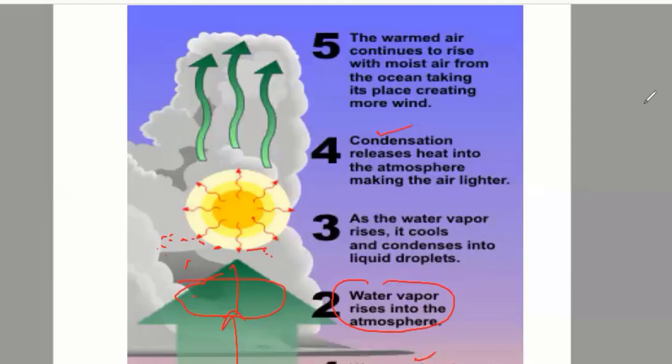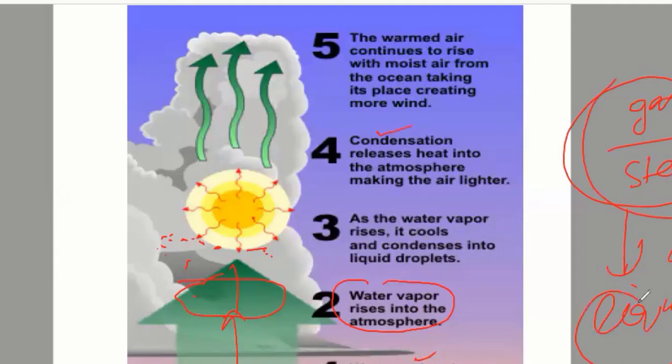For example, if you have a gas or steam, its temperature is high. If you want to make it liquid, of course, you have to cool it down. If you cool down the gas, then you can convert it into liquid. And when you cool down anything, heat goes out of the liquid. The same thing they're saying: condensation releases heat into the atmosphere, making the air lighter. When the heat comes out from the droplets, the air around it becomes lighter and also rises up.